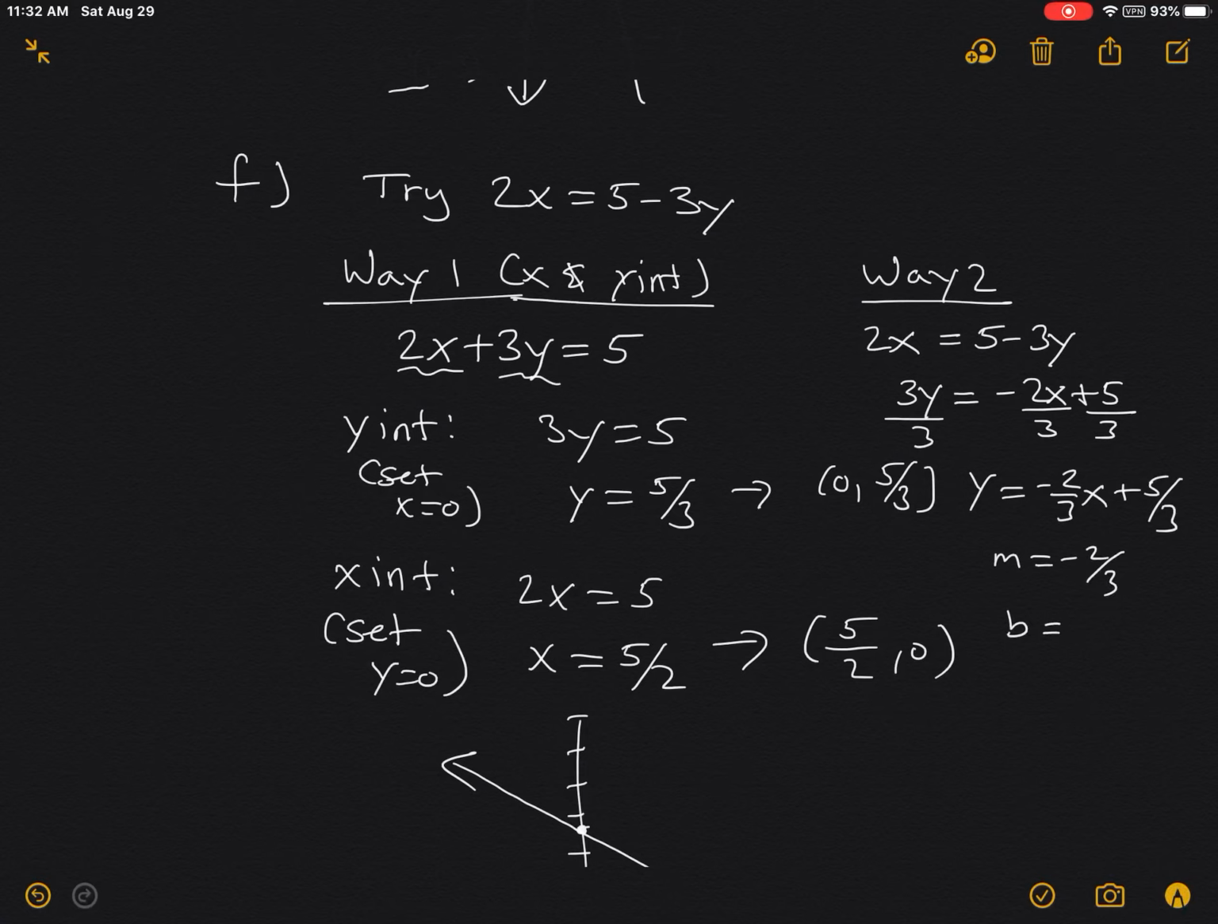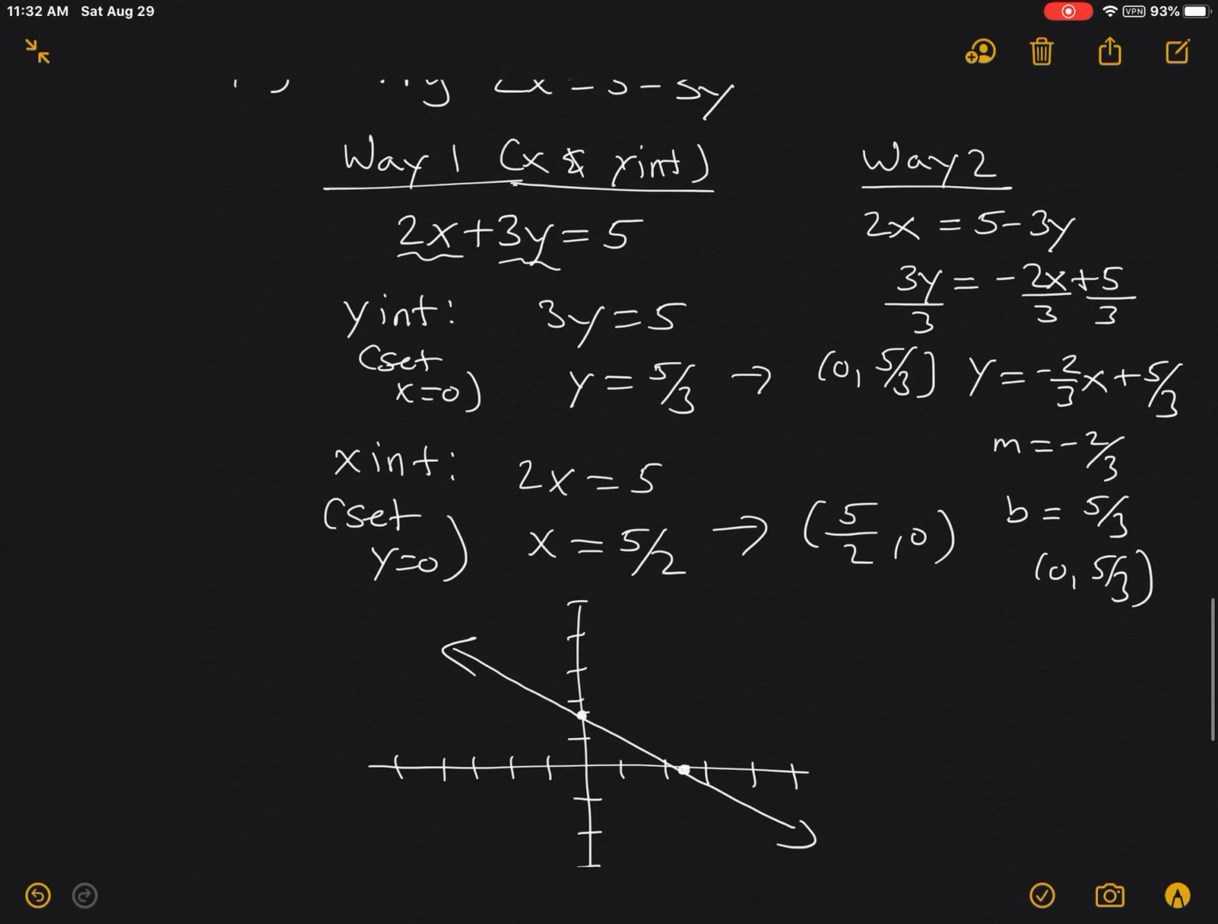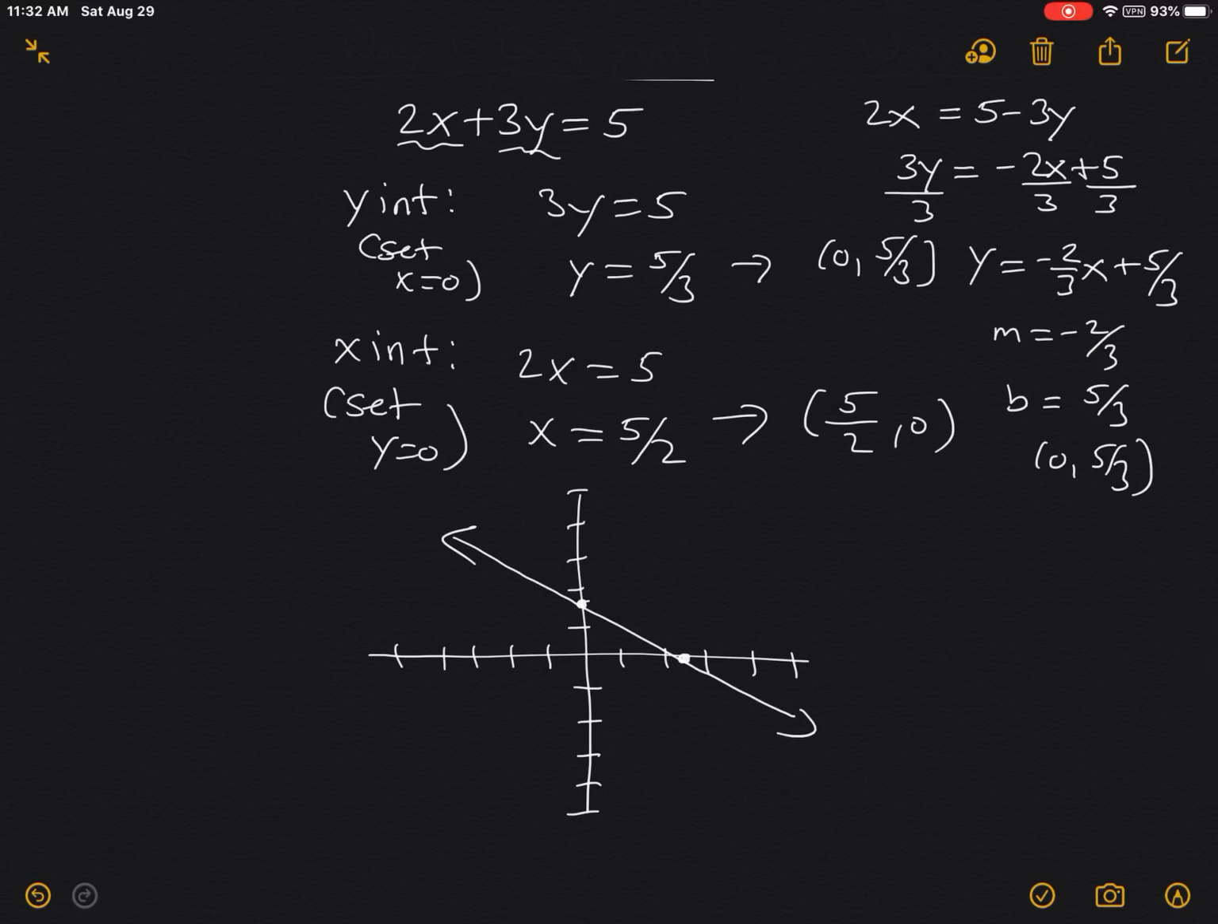Okay, so you have to be comfortable with both, right? 0, 5/3. Plot this, and then do a rise over run from this point. But because this one's kind of annoying, because it's a fraction, your coordinates are not going to be perfect. Okay, so this concludes a little review on graphing lines.